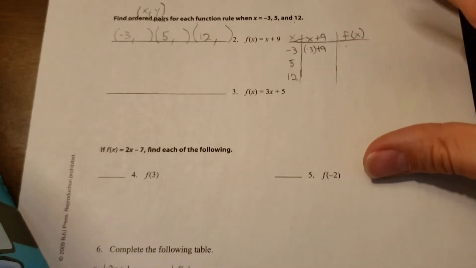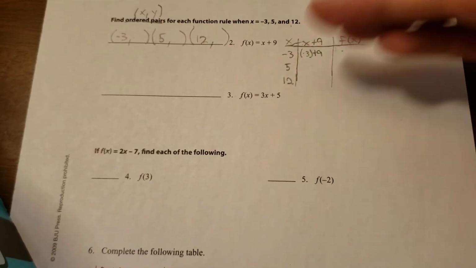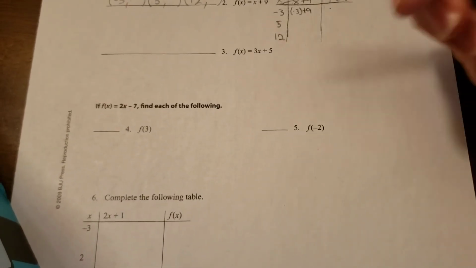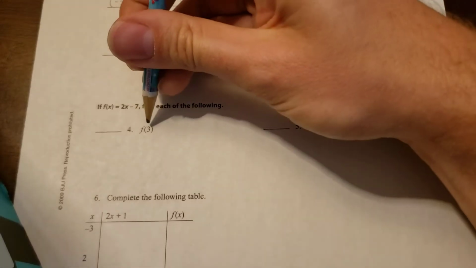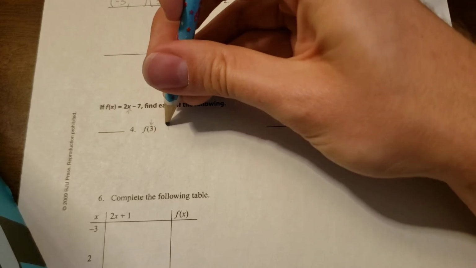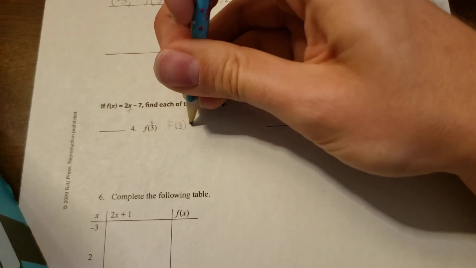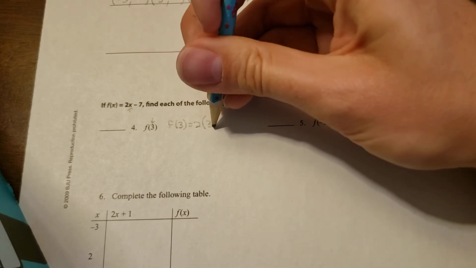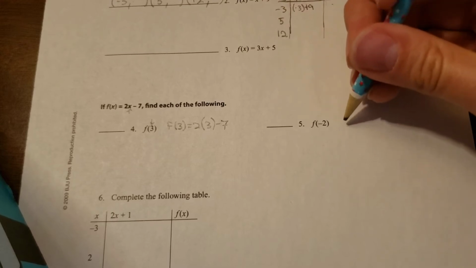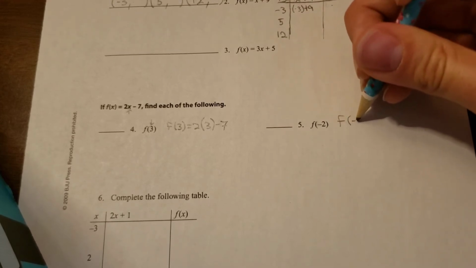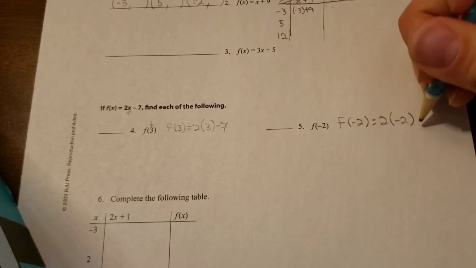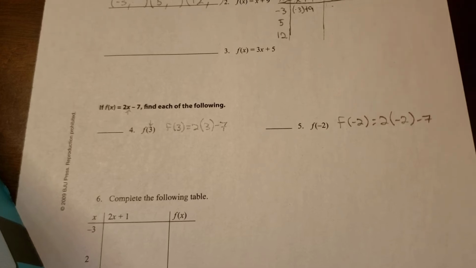And in fact, this kind of stuff is what a lot of this quiz is about. Can you make the charts? Can you plug it in? For numbers 4 and 5, we're plugging in these values for x. So this first one, it's going to be f of 3 equals 2 times 3 minus 7. Solve it. What does this equal? For number 5, it's going to be f of -2 equals 2 times -2 minus 7. Solve it. What does it equal?